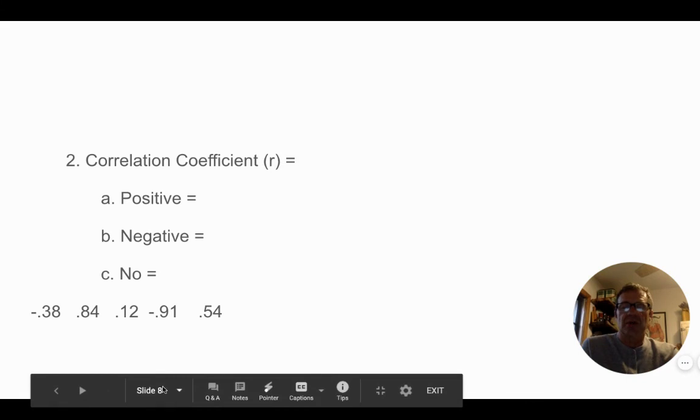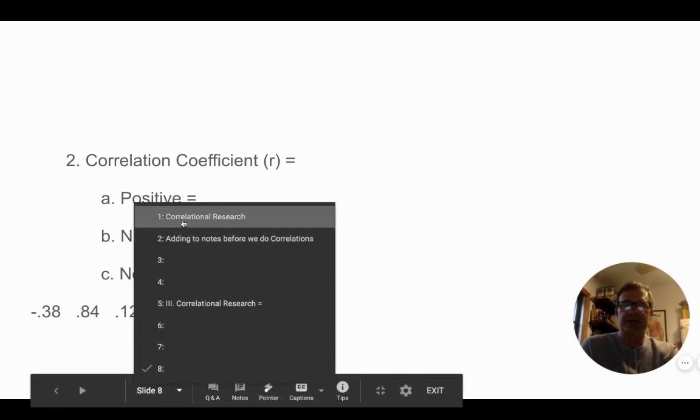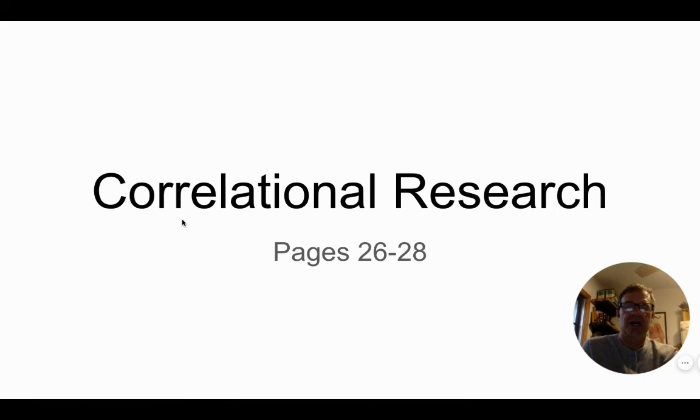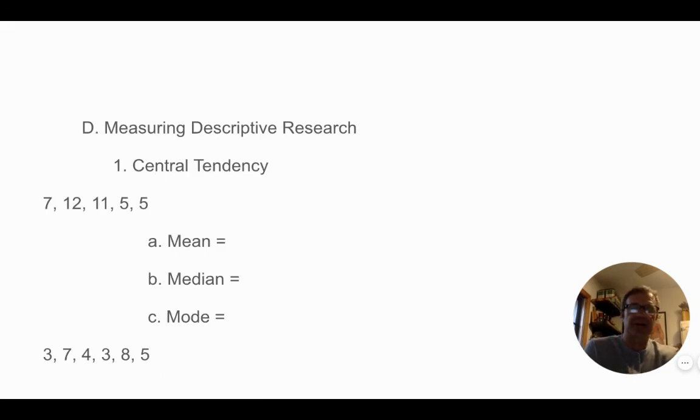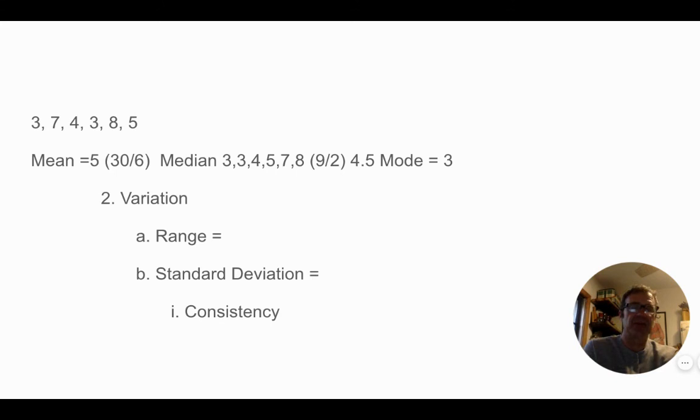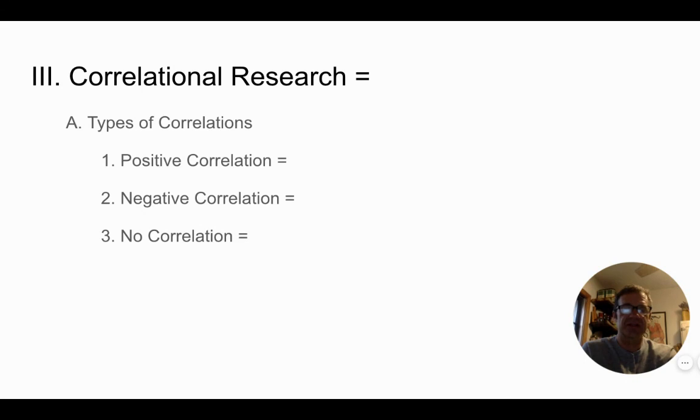Okay. So that is the topic of correlational research. Again, pages 26 to 28. It's the 5th type of research. Before we talked about that today, we just jotted down our notes just to keep them in order from the chart that you did, from the readings on case studies, surveys, naturalistic observation. We also talked about that measuring those 3 types of research is usually done by mean, median, and mode. We also look at the variation of those scores so we can see the consistency of them.